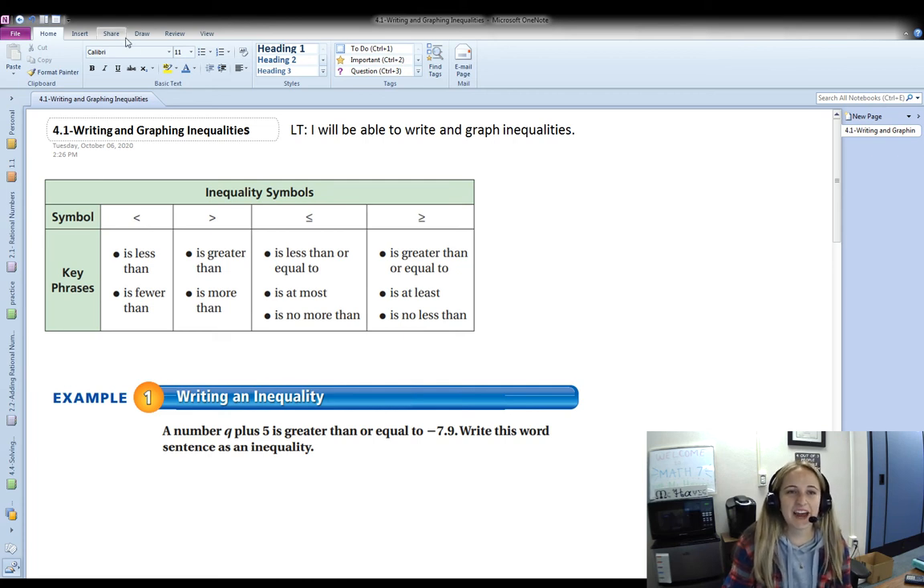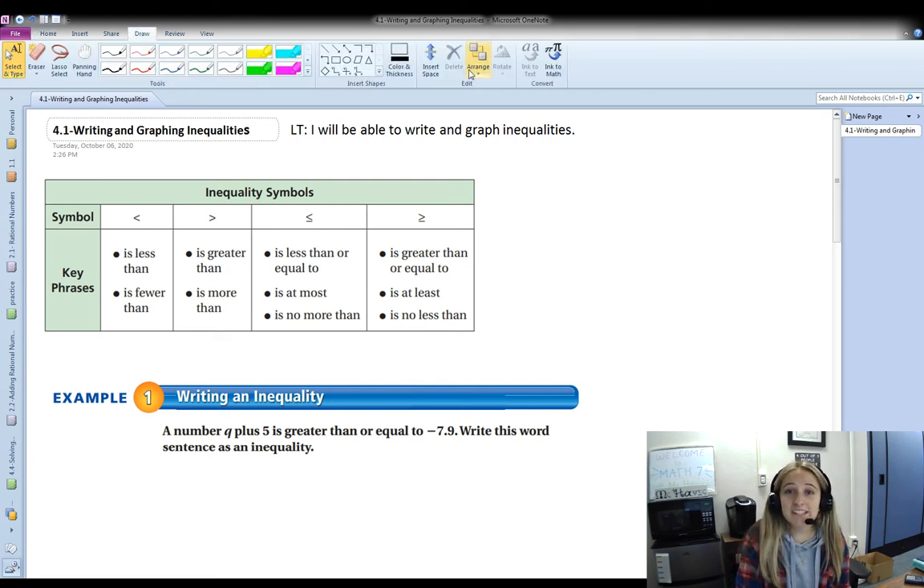Hello, and welcome to Chapter 4. So, our first section of Chapter 4 is going to be 4.1, which is Writing and Graphing Inequalities.